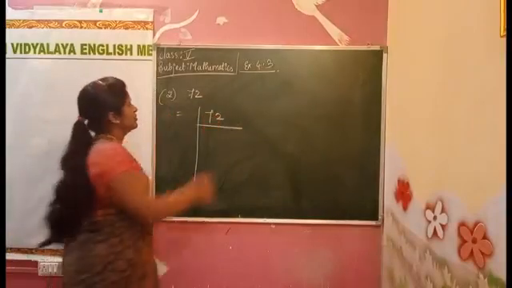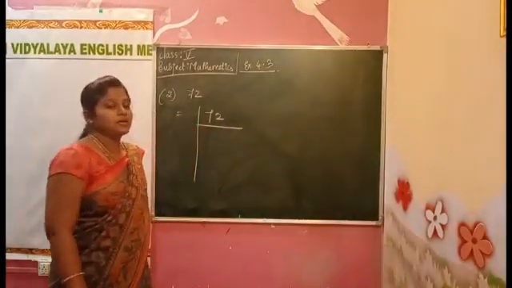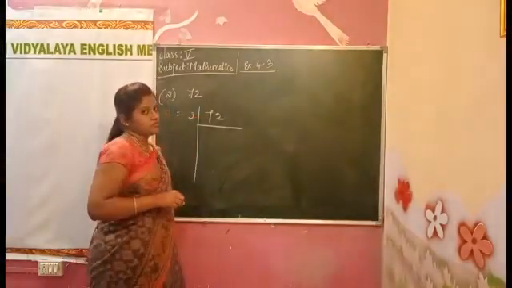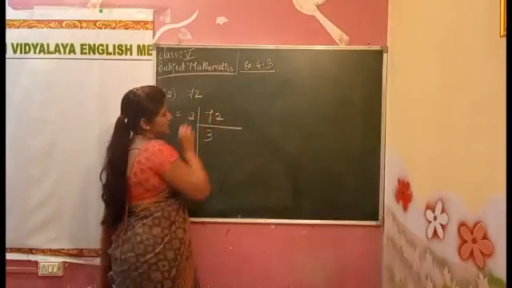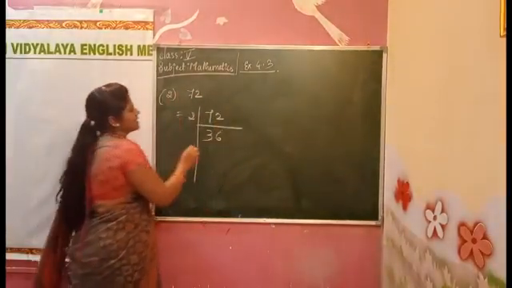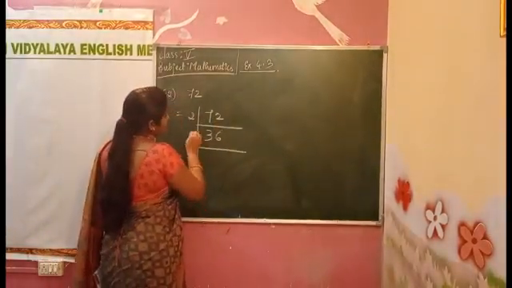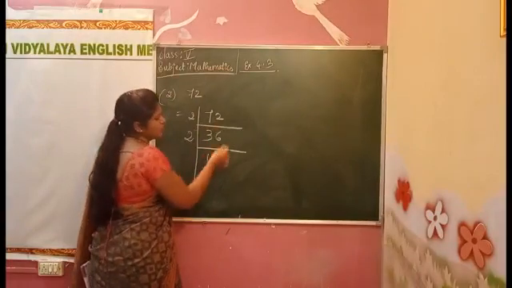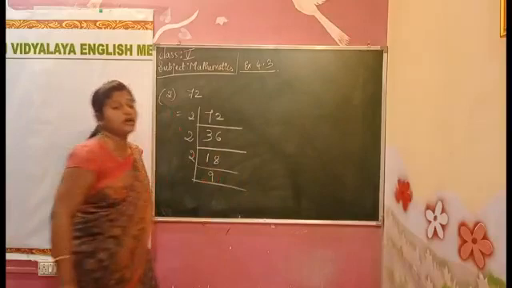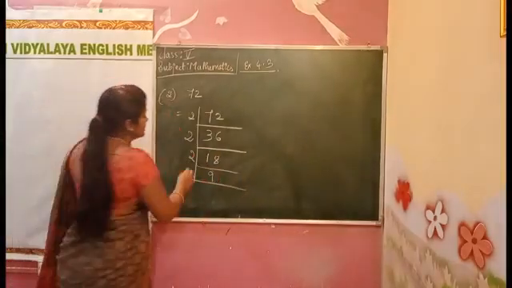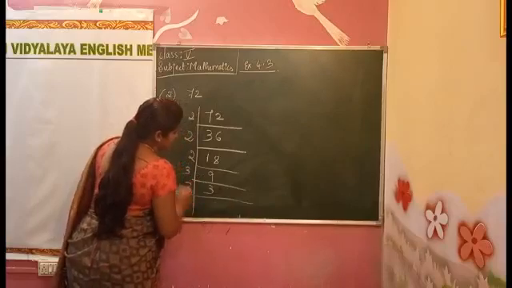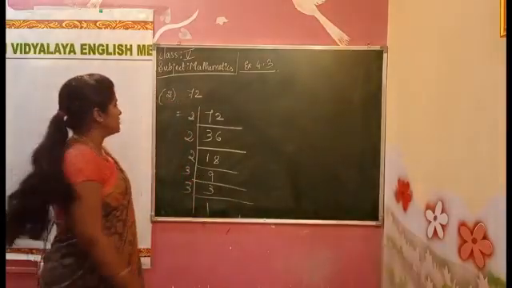72. We have to see if 72 is in the 2 table or not. 2 3s are 6, 2 6s are 12, 2 36s are 72. Next, 2 1s are 2, 2 8s are 16. Next one, 2 9s are 18, 9 is not there in the 2 table. It's there in the 3 table. So 3 3s are 9, 3 1s are 3. What did we get, children?